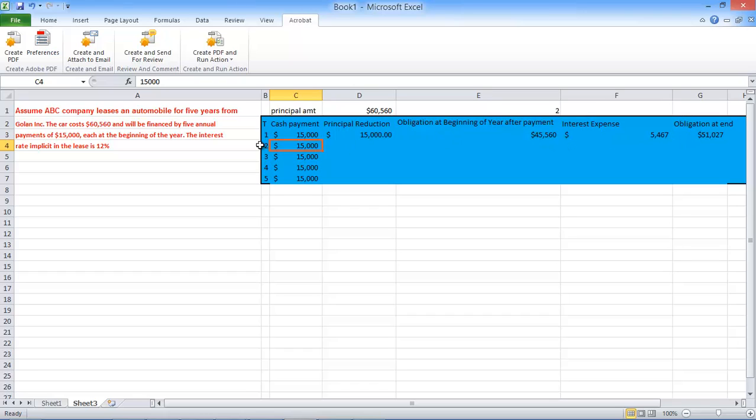So at the beginning of year two, our obligation is this amount minus the cash payment that we're going to make. And our interest expense will be just this amount times, of course, the interest rate that we have to pay because we're carrying this on our books. So we have to pay 0.12. So what's happening to your obligation?